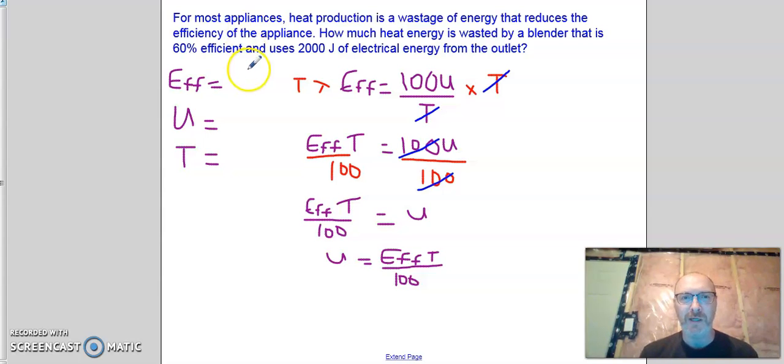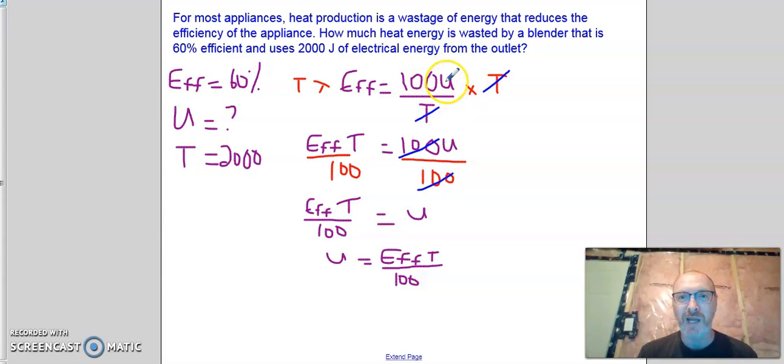You're told that the appliance is 60% efficient, so it's 60%. It uses 2,000 joules of electrical energy from the outlet. So that's the total, 2,000. And we don't know the useful because we don't know how much energy is actually being used to run the motor itself in order to turn the blades and mix the food. So this is a question mark for us. We're asked to find the useful. So what we have here in the middle is the algebra. We want to figure out U.